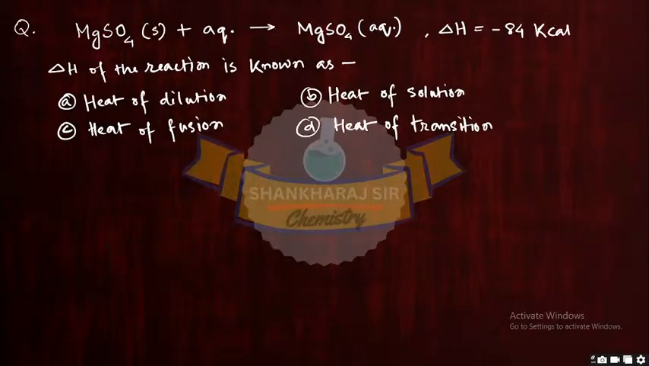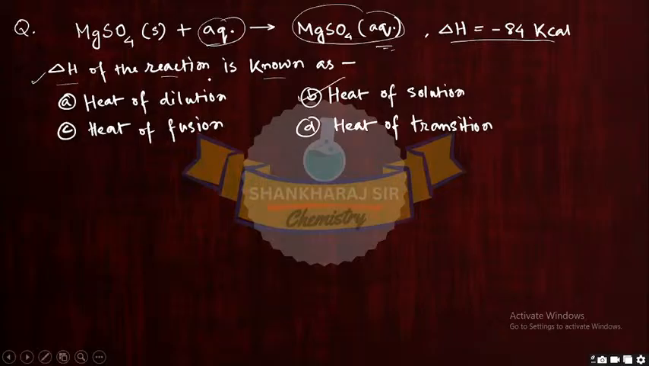This is the first question. In this question, you can see MgSO4 plus aqueous gives MgSO4 aqueous. So basically, it gives a solution of MgSO4. Delta H is given. Now the question is, delta H of the reaction is known as what? So clearly we can say this is an aqueous solution of magnesium sulfate. So here delta H will be known as heat of solution. So B is the answer. B is our correct answer.